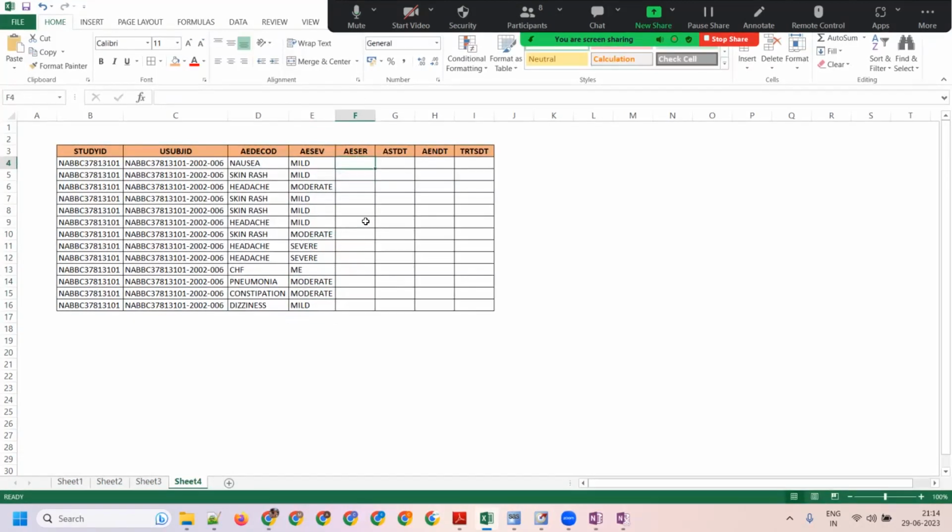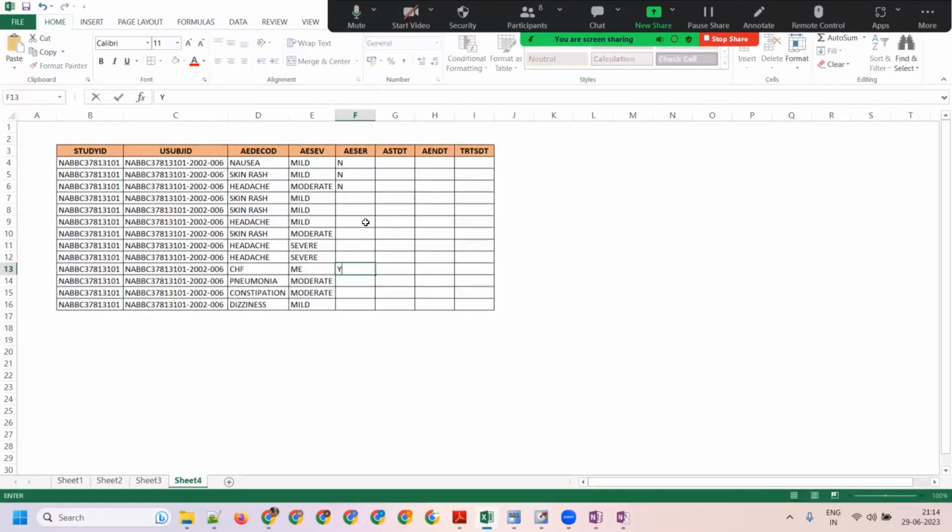Let's say serious adverse event or not. Obviously, nausea is going to be not a serious adverse event. Headache, maybe no. Then I can say that only congestive heart failure I'm taking as a yes, and also pneumonia as a yes. Remaining all I'm taking as no. This is okay. Seriously, it's not up to me.